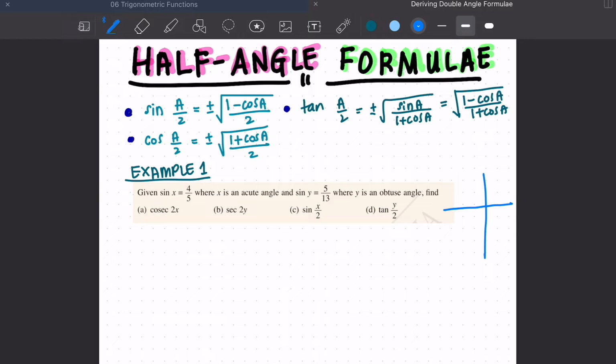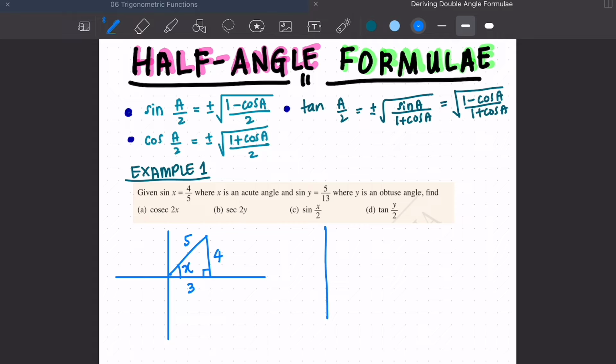So for sine x, it will be in the first quadrant because it is an acute angle. Here it will be x. Sine is opposite divided by hypotenuse, so the adjacent will be 5 squared minus 4 squared, which is 9, so the square root of 9 is 3. Okay, so another one is y.